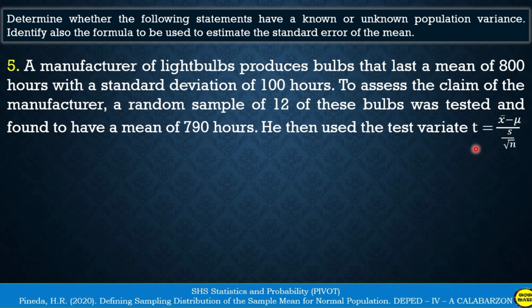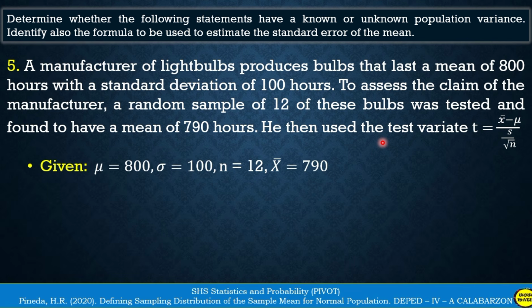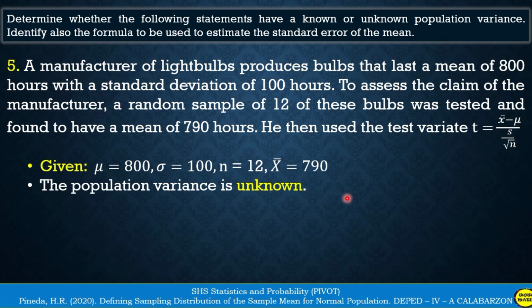So, anong mangyayari? So, this is an example of sampling distribution of the sample mean for normal population where the variance is not given. Kasi kita rin naman na ang gagamitin ay T-distribution. So therefore, the population variance is not given in this problem. So, using the formula, the population mean is 800, the population standard deviation is 100, the sample size is 12, and the sample mean 790. So therefore, the population variance is unknown.